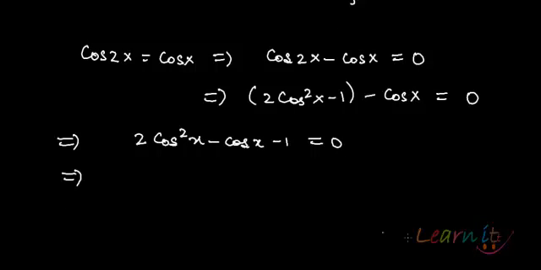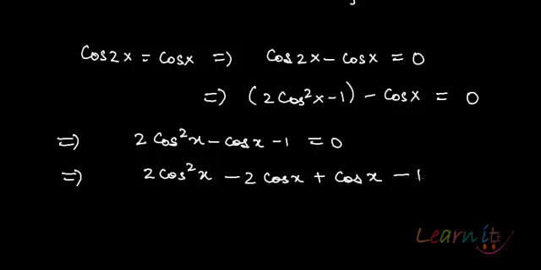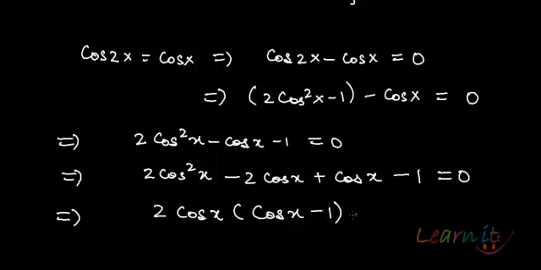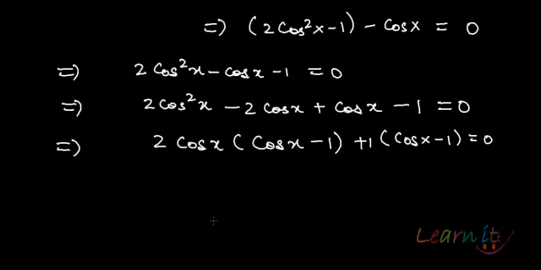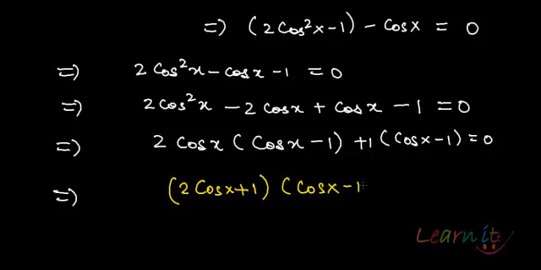So if you factor it, we will get 2 cos square x plus cos x minus 2 cos x minus 1 equals 0, which implies that I can take 2 cos x plus 1 common here. You will get 2 cos x plus 1 multiplied by cos x minus 1 equals 0, and this gives us 2 factors. What are the 2 factors? 2 cos x plus 1 and cos x minus 1. This equals 0. Okay, so that means either this is equal to 0 or this is equal to 0.